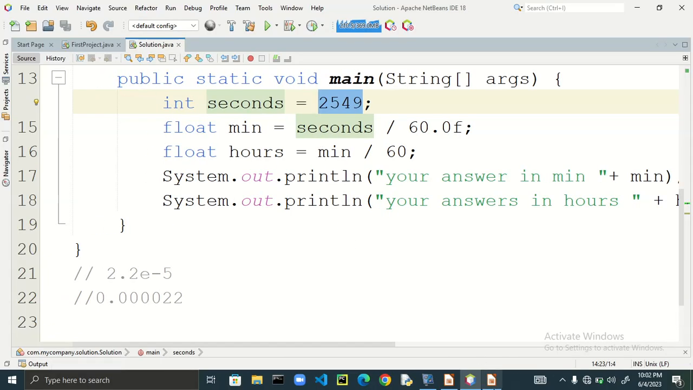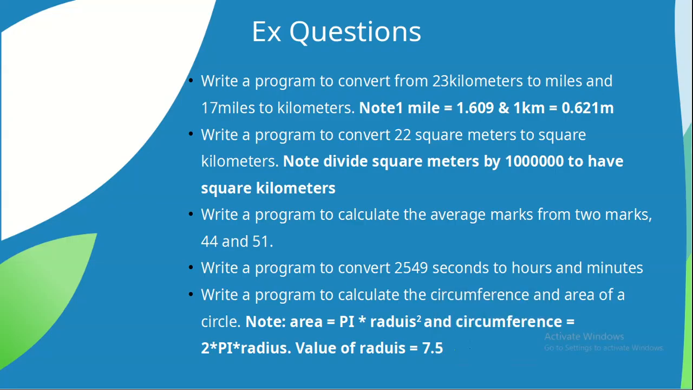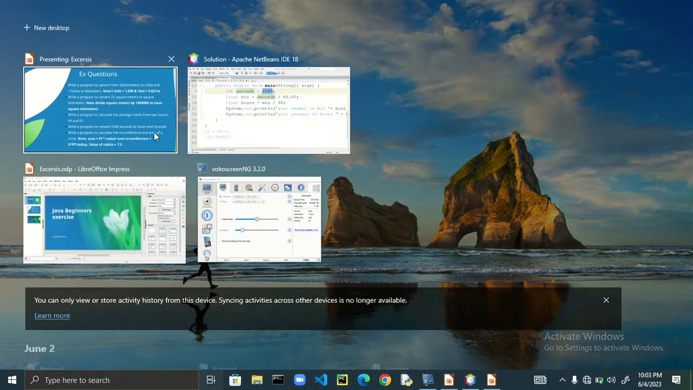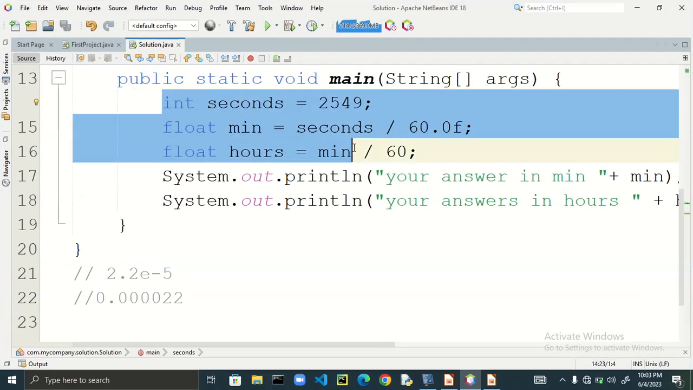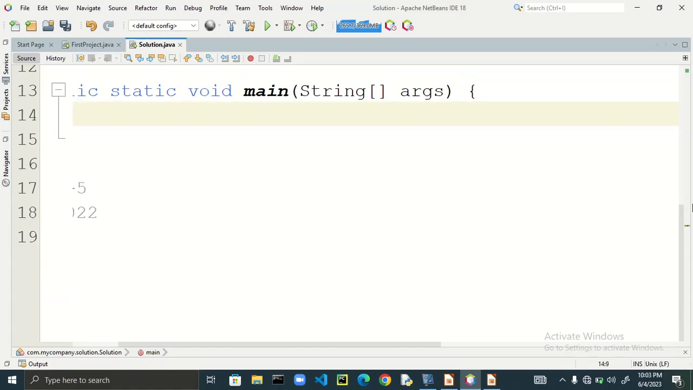Let's quickly go to the fifth, I think, and the last one, which says write a program to calculate the circumference and the area of a circle. We were also given the formula for the area, which is pi times radius squared, and for the circumference it is 2 pi times radius. We're also given the value of radius, which is 7.5. So let me also go ahead and clear this out so that we can write something.